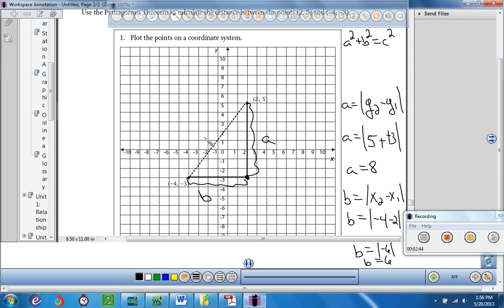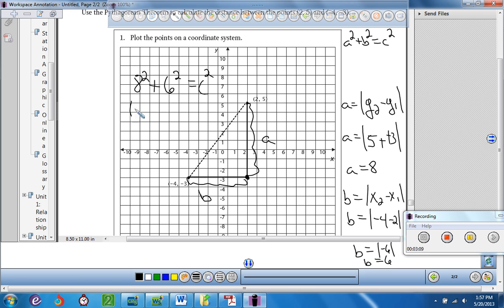Okay, so now the reason we did all that was to find this distance, the hypotenuse. And again, we know that A squared plus B squared is equal to C squared. We know A is 8, B is 6. So what we would end up with here is 8 squared plus 6 squared has got to equal C squared.